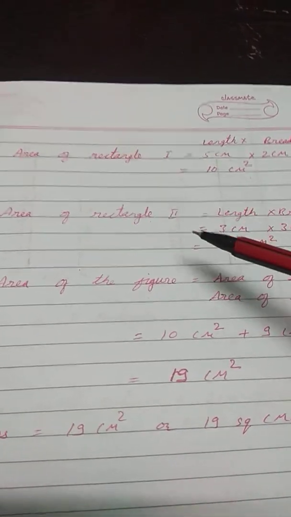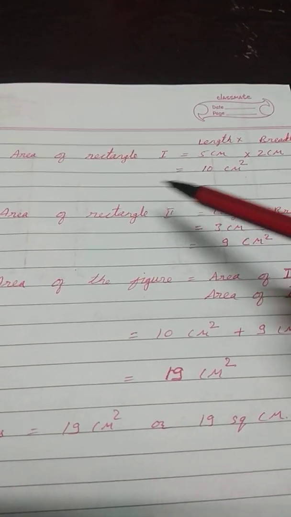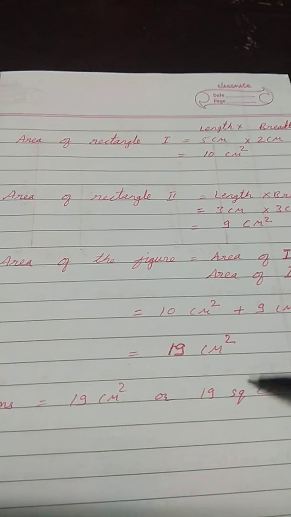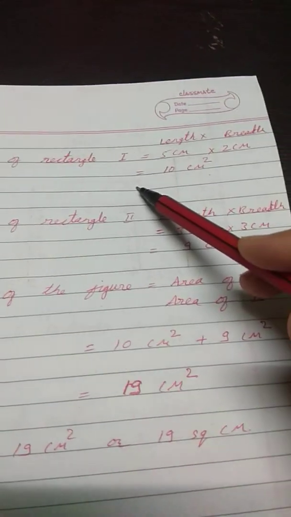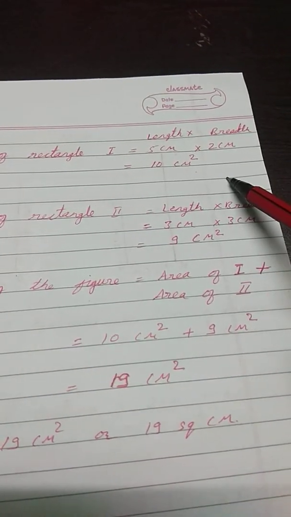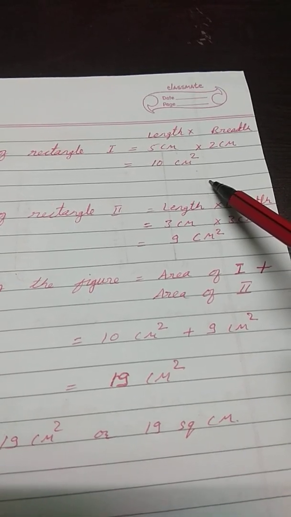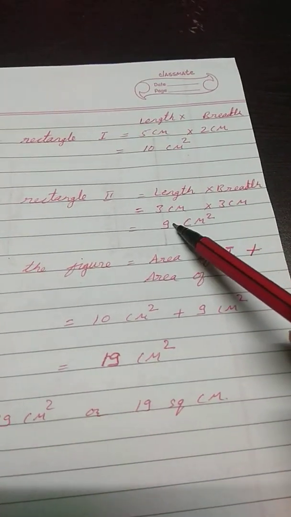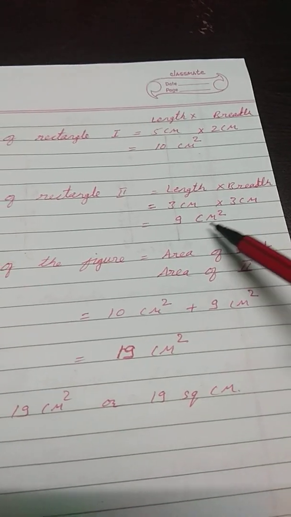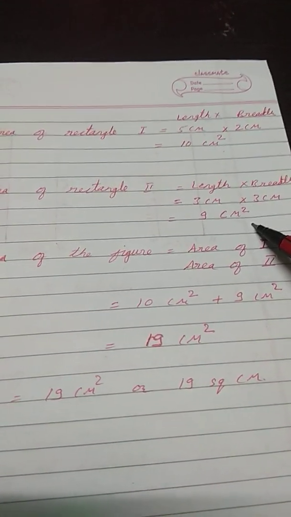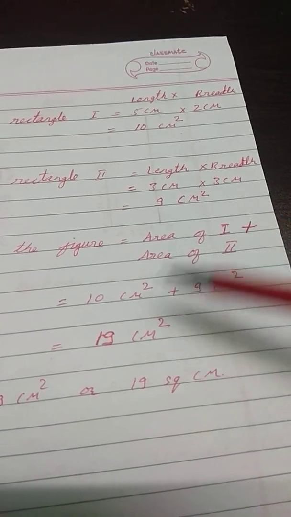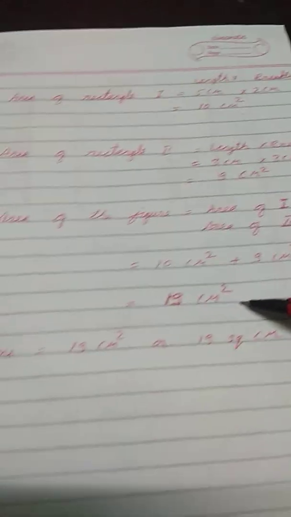Now we will calculate the area of both the parts and then we will add them to get the area of the figure. So area of first rectangle will be 5 centimeter into 2 centimeter, which is 10 centimeter square. And the area of the second rectangle will be 3 centimeter into 3 centimeter, which will be 9 centimeter square. So the area of the figure will be 10 centimeter square plus 9 centimeter square, which will be equal to 19 centimeter square.